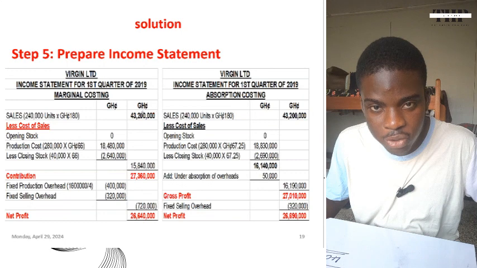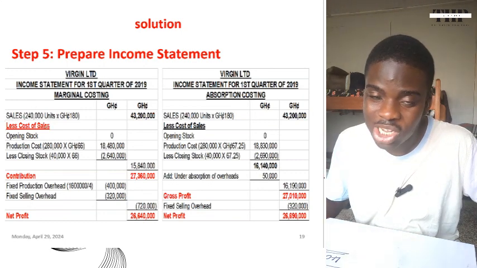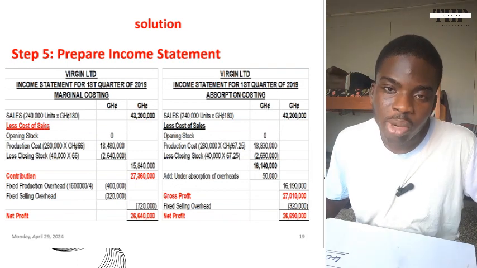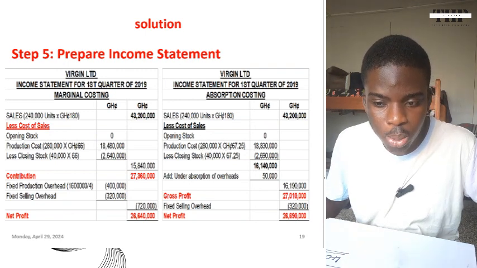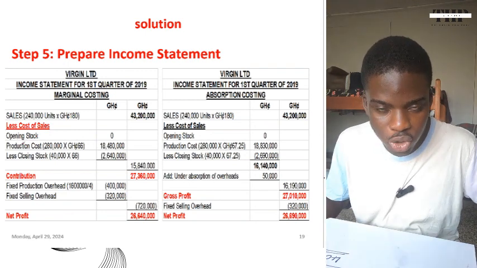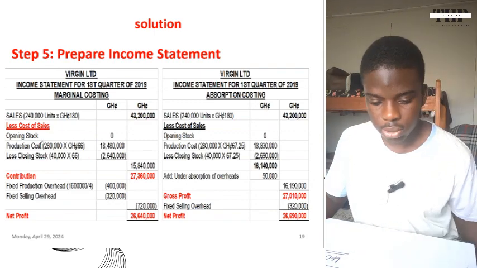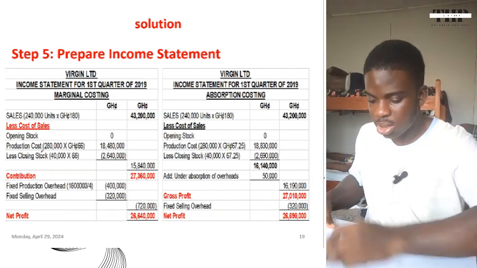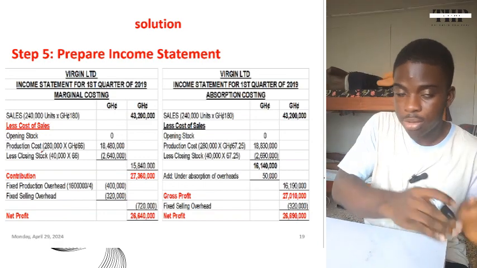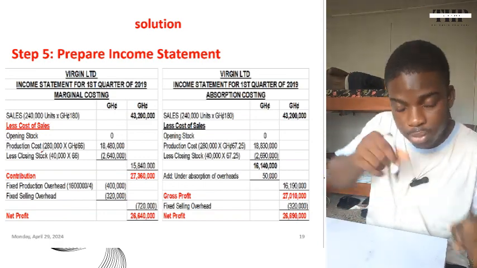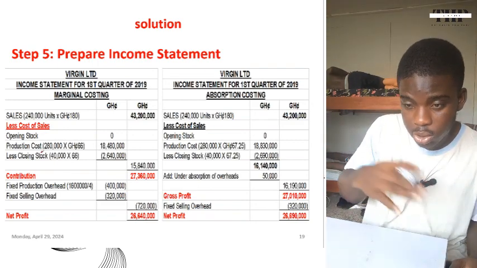Now you less cost of sales. Before you can subtract cost of sales, you must first find the cost of sales. And the cost of sales is given by what? Opening stock plus production cost minus closing stock. Sorry, plus production. It's really important that you get this aspect. This is how you go about it.